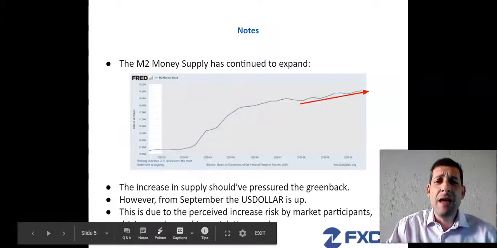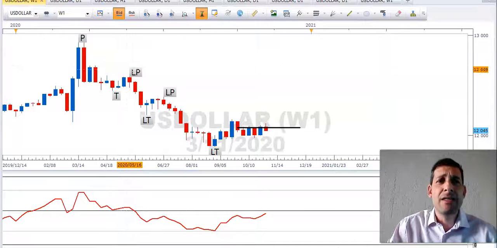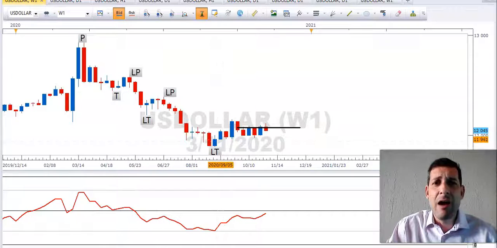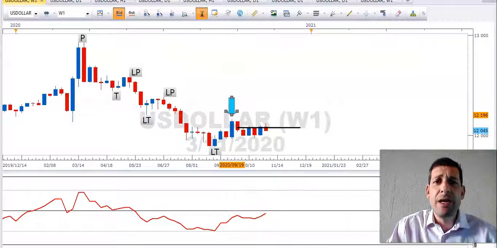Let's take a look at the charts, and you can see that we do have a series of lower peaks followed by lower troughs. There's the downtrend. However, the US dollar is up off of its September low. What we're looking for after the US election is, do we get another lower peak right over here? For that to happen, we'd need to see price fall below this reference candle's low.